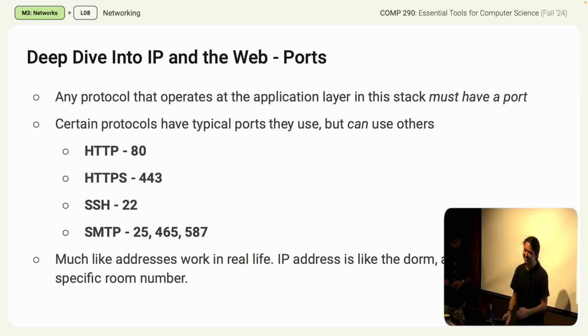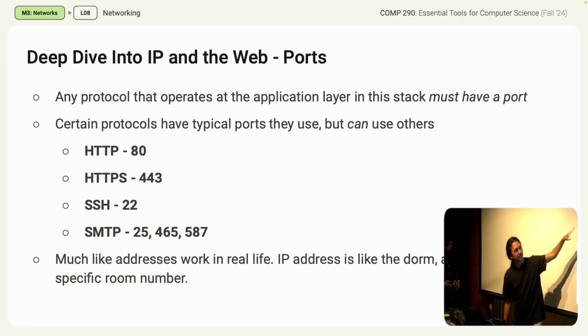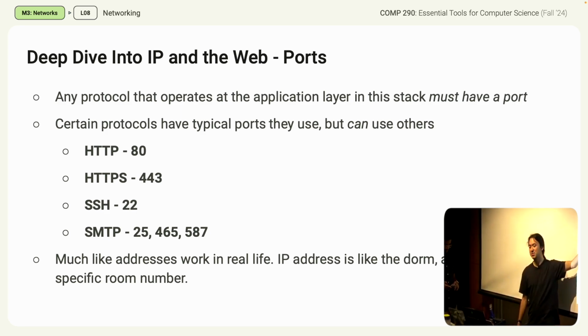Forget that happened. Okay, so a deep dive into IP and web ports. So these ports are very important. Any protocol that operates at the application layer, which is just any protocol at the top layer, right? HTTP, SSH, HTTPS, it must have a port. And so you'll see that certain protocols typically have ports that they use. If I'm running an HTTP server on my computer, it will usually default to 80. If I'm running HTTPS, it defaults to 443. SSH 22, SMTP 25, 465, 587.